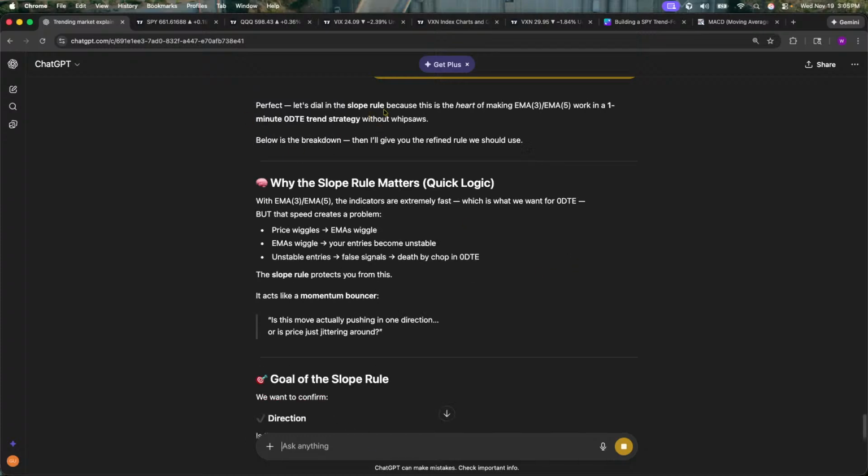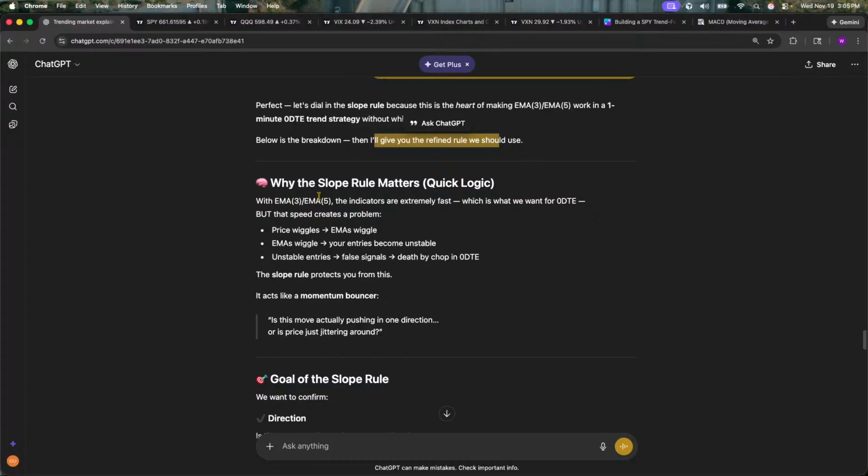All right, perfect. Let's dial in the slope rule, because this is the heart of making the EMA 3 over the EMA 5 work in the 1 minute 0 DTE trend strategy without whipsaws. Whipsaw is like a whiplash, right? You go forward and you get whiplash right back. All right, let's break it down, then we'll give you the rules.